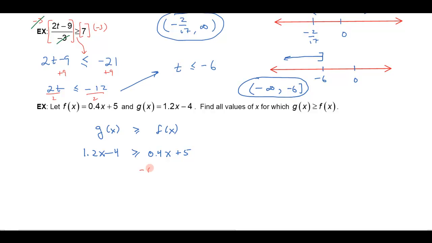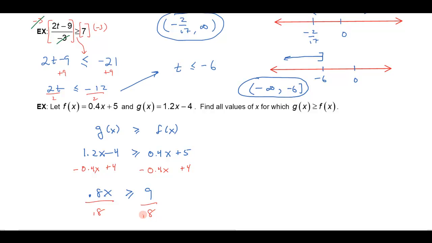Okay, so again, let's just get my x's on one side. Let's go ahead and subtract the 0.4x from both sides. And at the same time, that's going to bring my x over on this side. Same thing as grabbing that 0.4x, bringing it over here and subtracting it, right? That's going to give me 0.8x. And then I'm going to want to get rid of this negative 4, so let's add 4 to both sides. Again, that's the same thing as just dragging it across the inequality, and it'll change signs, become a plus 4. So I end up with 0.8x is greater than or equal to 9. And then I just have to divide both sides by the 0.8.